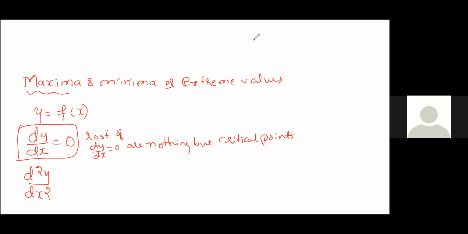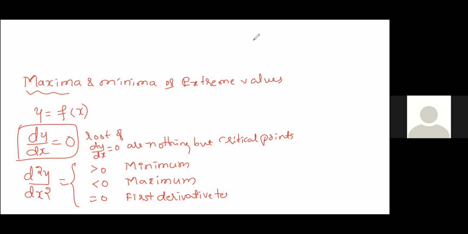Based on the value of d square y by dx square, we will decide whether the function will attain its maximum or minimum. If it is greater than 0, then the function will attain its minimum. If it is less than 0, then the function will attain its maximum. If it is equal to 0, then you have to go through the first derivative test. So these are the three cases you should remember.